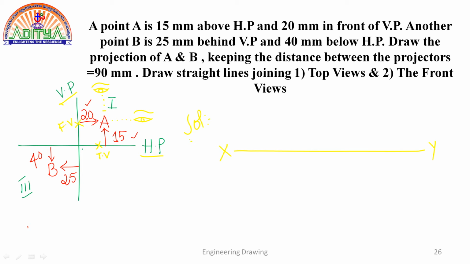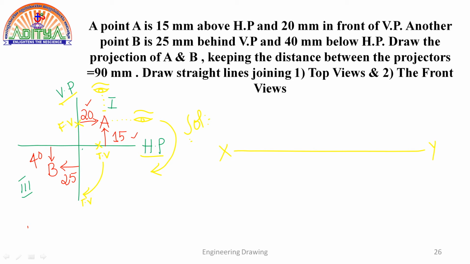Now we will draw the projections in the solution part. See, above the reference line we are getting front view. As we have to rotate this horizontal plane in clockwise direction, this top view will come here. So it means top view is below the reference line. So above the reference line front view, below the reference line top view.